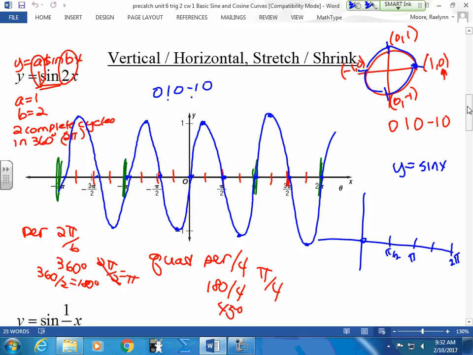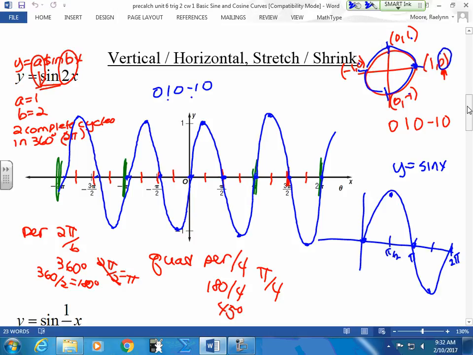And then we went along and did the sine and we found there was a pattern. At the 0 it was 0, at the 90 it was 1, at the 180 it was 0, at the 270 it was negative 1. So we did that: 0, 1, 0, negative 1, 0. That was one complete cycle.